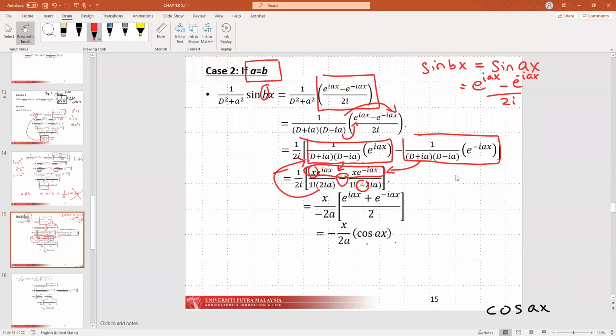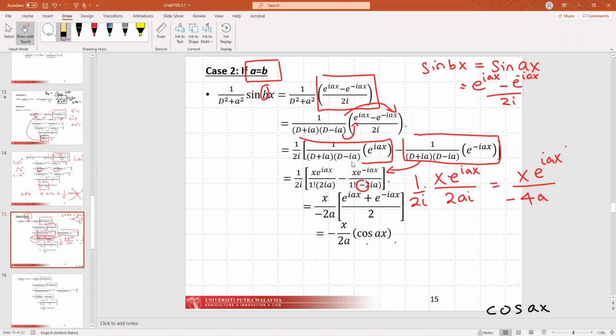So, saya buat. Alright. Yang mana tadi? Okey, x e to the I ax bahagi dengan 1 factorial. 1 factorial is just 1. 2 ai darab dengan 1 per 2i. So yang ni sama dengan x e to the I ax divided by 4a minus. Okay, so kali ni saya ambil yang ni saja. Sebab saya tak nampak confuse. Okay, saya ambil yang ni, darabkan dengan yang ni.